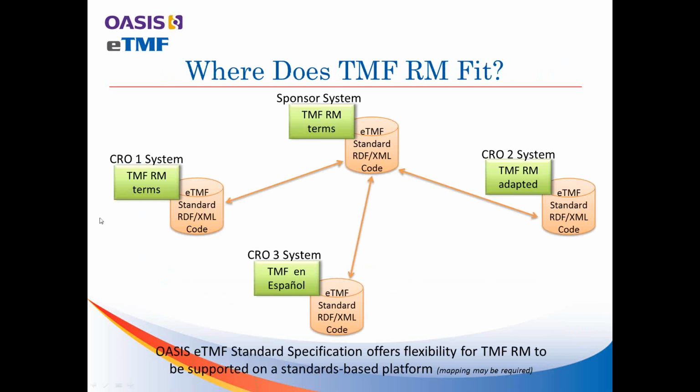One way to look at how this standard fits with the TMF reference model: think of the green boxes as what the end user sees in a system, and the orange areas as what is in the back-end architecture of the system being used. So what's being developed by the OASIS eTMF standard is that back-end architecture. However, what's not being determined, and what will be determined by the application developers, is what the end user sees.